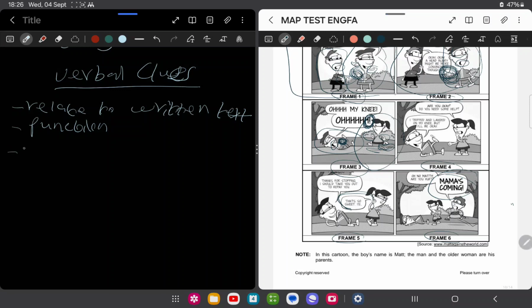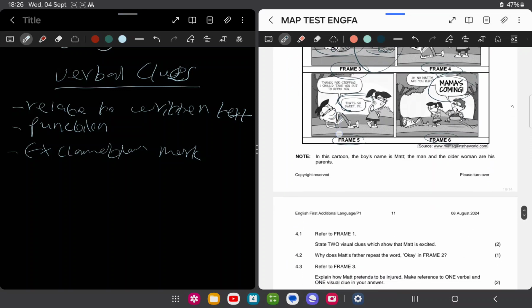So from there, you have to also look at the exclamation mark, which appeals to our emotions. The emotions that I'm talking about can be sadness, anger, surprise, happiness, or excitement.